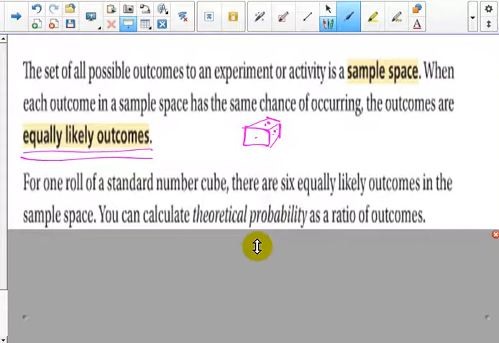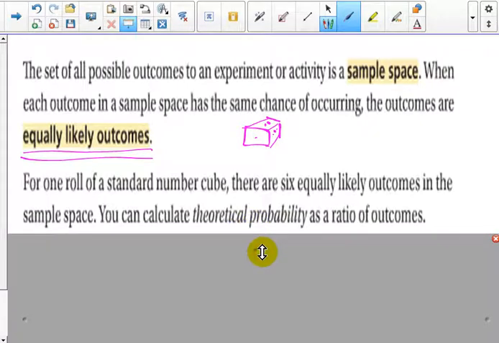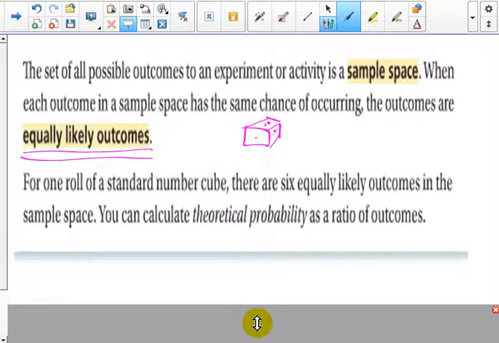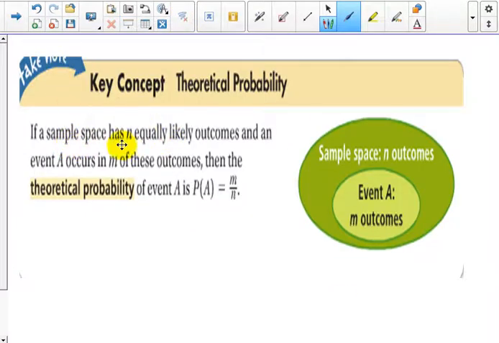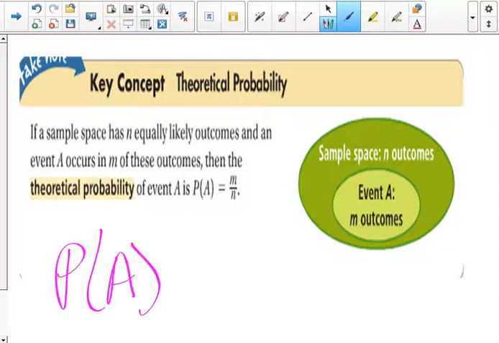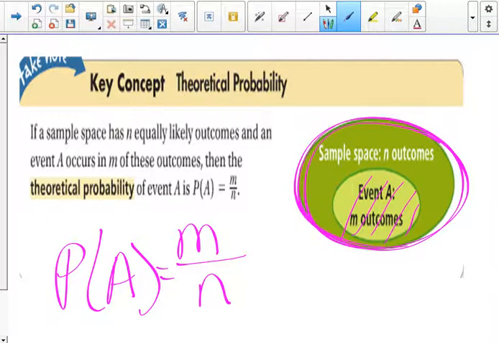So we can calculate the theoretical probability as a ratio of outcomes. Let's look at our first problem. If a sample space has n equally likely outcomes and event A occurs in m of these outcomes, then the theoretical probability of the event A, P of A, is equal to m over n, right? So it was m divided by all of it.